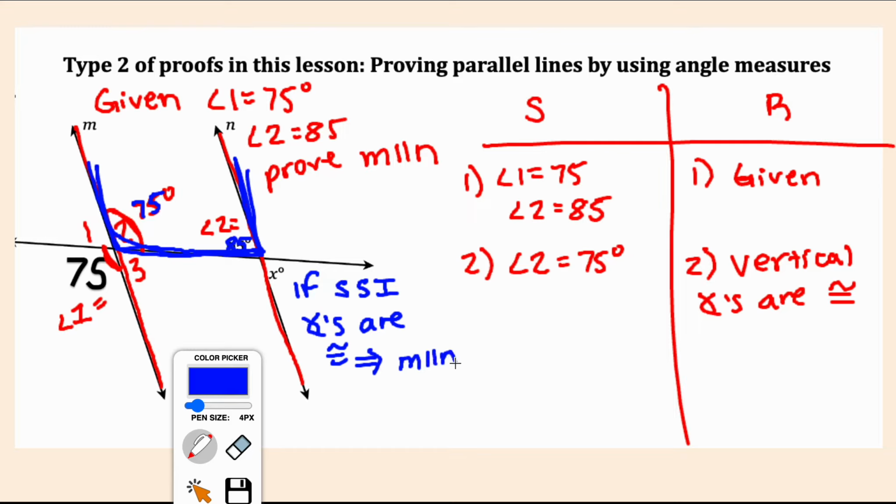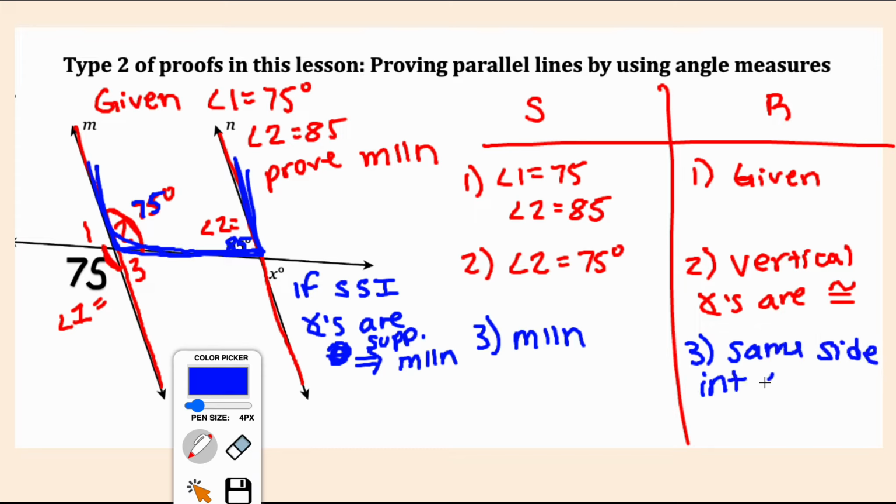So, not that they're congruent, if they're supplementary, sorry. And remember, supplementary means that they add to 180. Do 75 and 85 add to 180? They do, right? So my third thing then, my same side interior angles are supplementary, so I know that M is parallel to N. And the reason there is because my same side interior angles are supplementary.